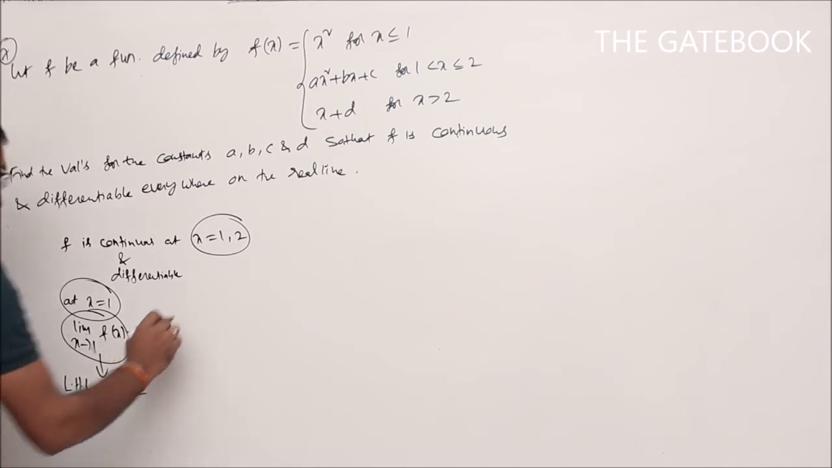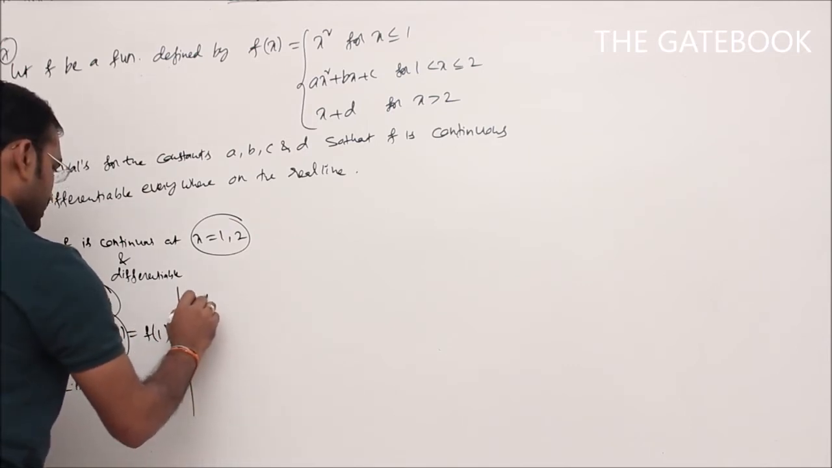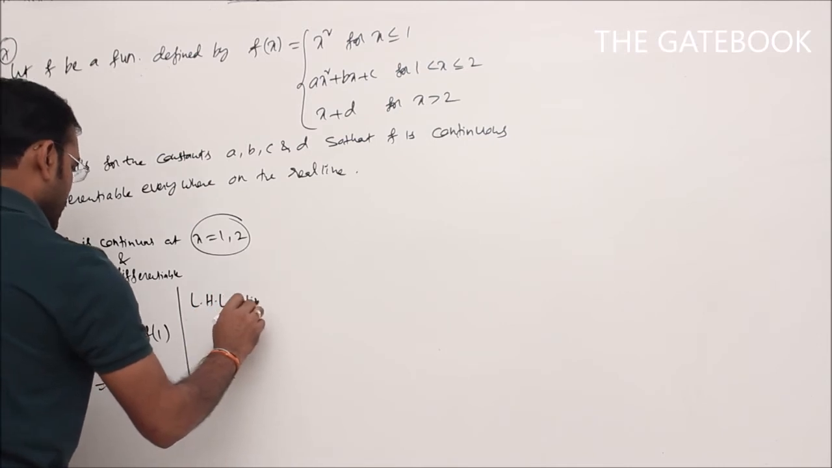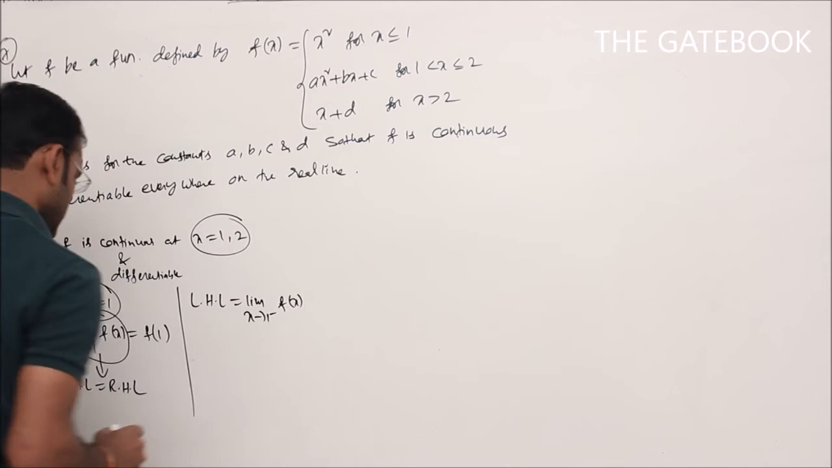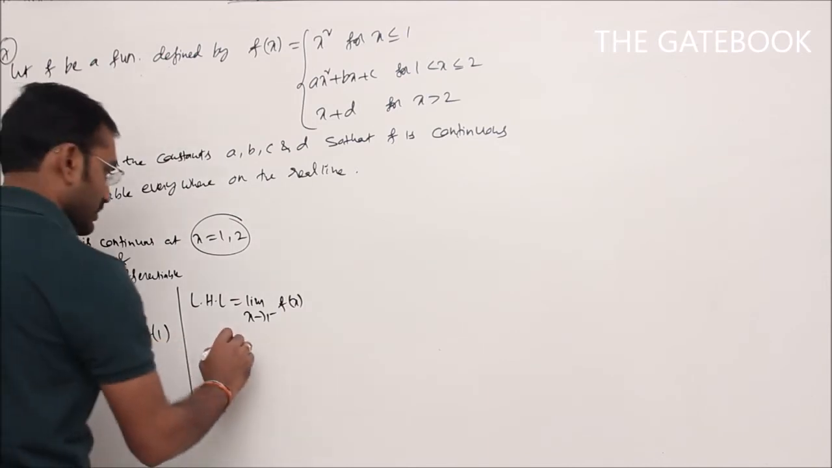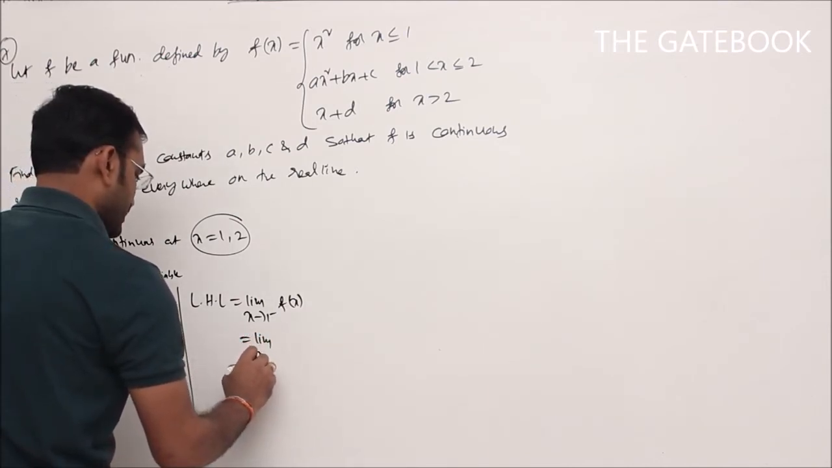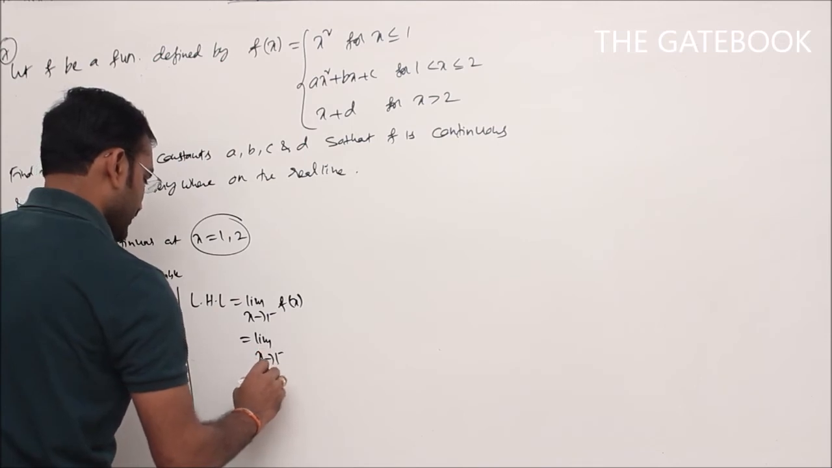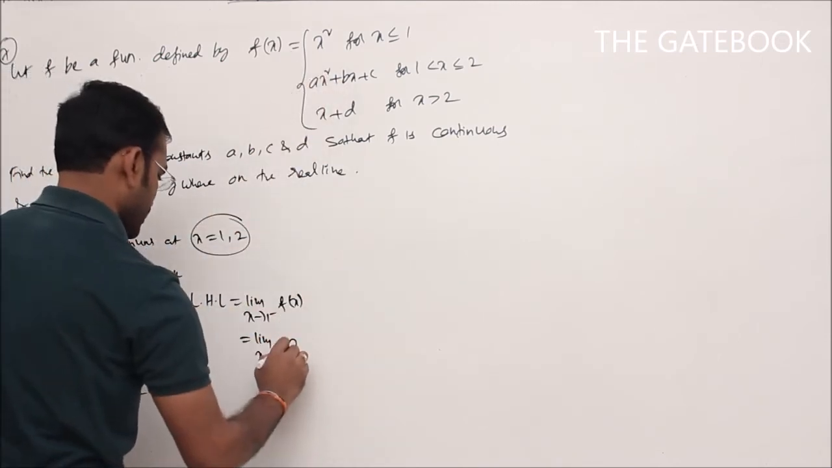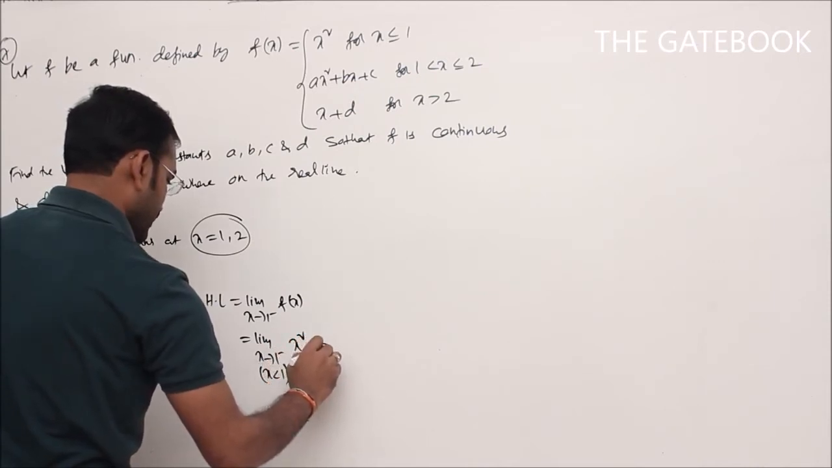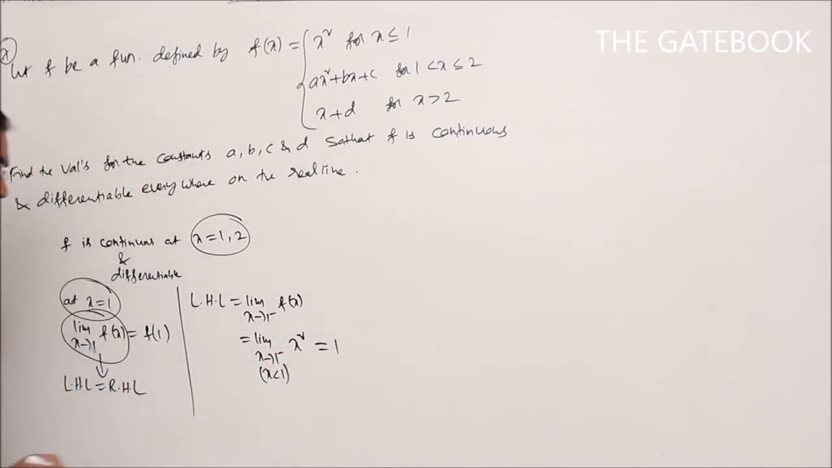Again that left hand limit, what is that left hand limit? LHL is limit x tends to 1 minus f of x. Left hand limit value. So limit x tends to 1 minus f of x. 1 minus means x value less than 1. When x is less than 1, the corresponding function is x square. So the left hand limit value is 1 square, that is equal to 1.